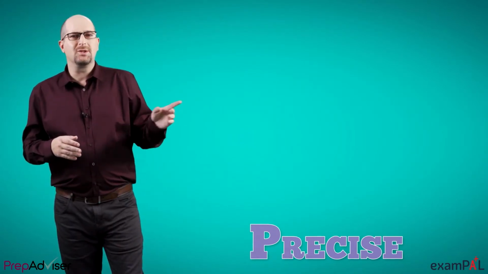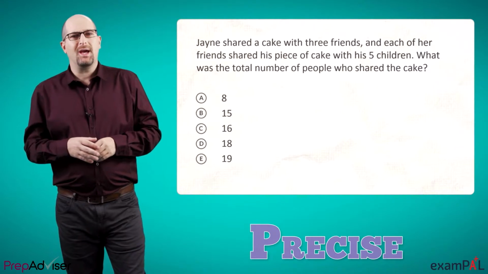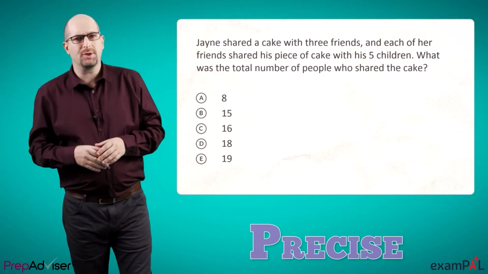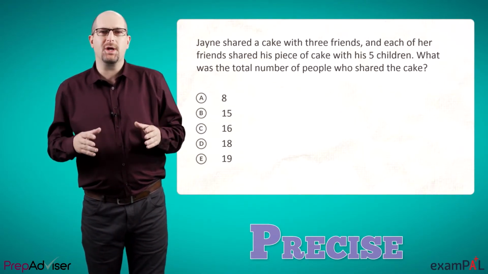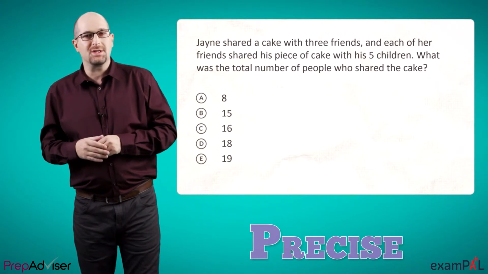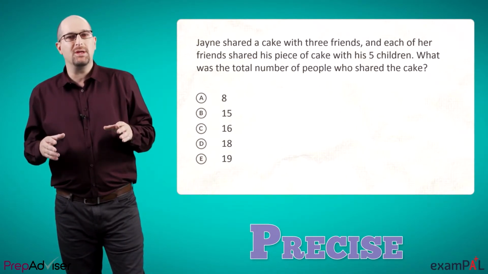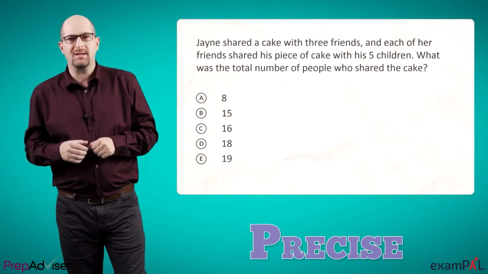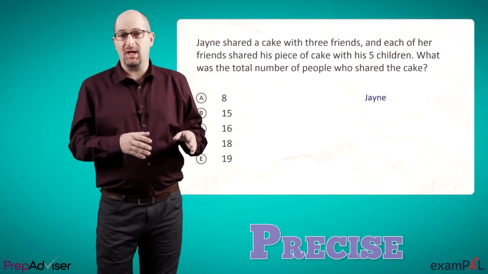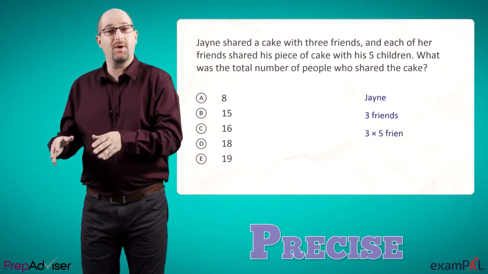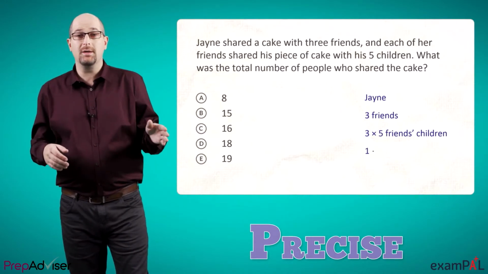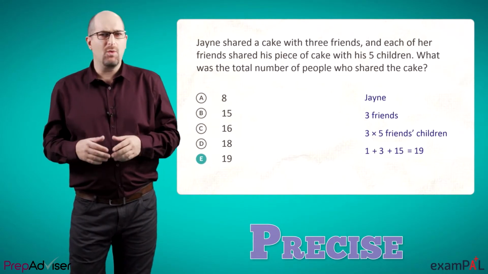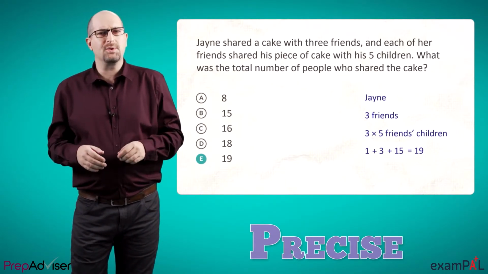For example, let's look at this question. Jane shared a cake with 3 friends, and each of her friends shared his piece of cake with his 5 children. What was the total number of people who shared the cake? Now, in a question such as this, we have all the information we need. We know the number of Jane's friends, and for each, we know how many children he has. So we can just build an equation. Jane plus 3 friends plus 3 friends times 5 children equals 1 plus 3 plus 15, which is 19. So on a question such as this, where all the information is given, we can take the precise approach and simply solve it.